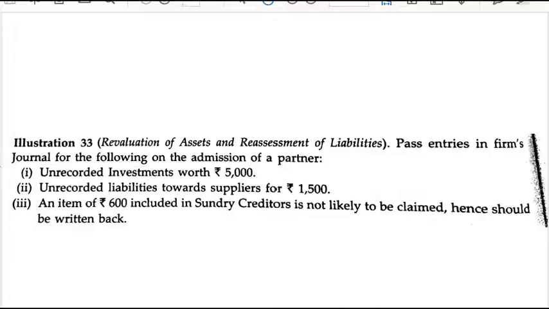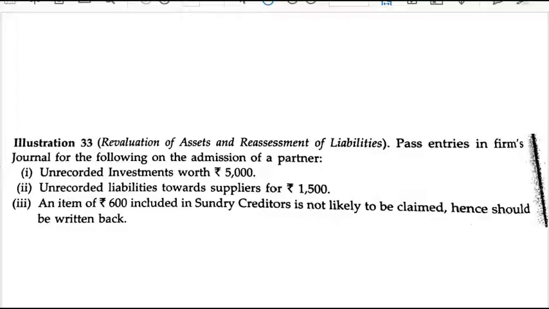See, pass the entries in the firm's journal for the following on admission of a partner. There are unrecorded investments worth rupees 5,000. There is an unrecorded liability towards suppliers for rupees 1,500 and an item of 600 included in sundry creditors is not likely to be claimed, hence should be written back.